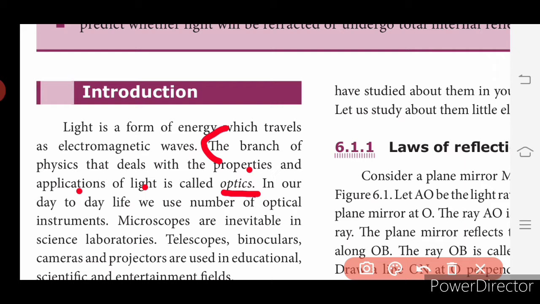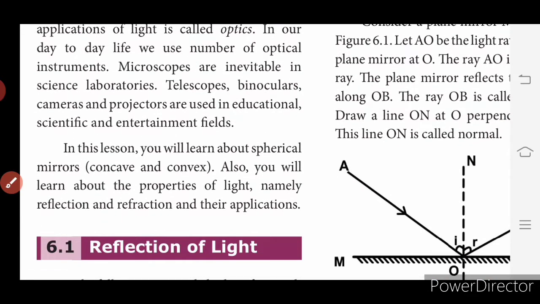In our day-to-day life, we use a number of optical instruments. Microscopes are inevitable in science laboratories. Telescopes, binoculars, cameras and projectors are used in educational, scientific and entertainment fields. Right. So in this lesson you will learn about spherical mirrors, that is concave and convex. You have two spherical mirrors, one is concave and the other one is convex. And also you will learn about the properties of light, namely reflection and refraction and their applications.